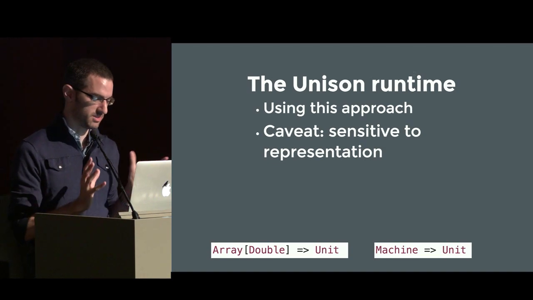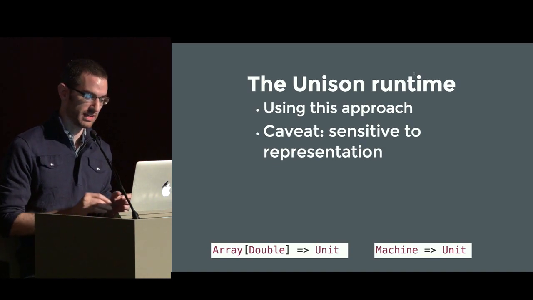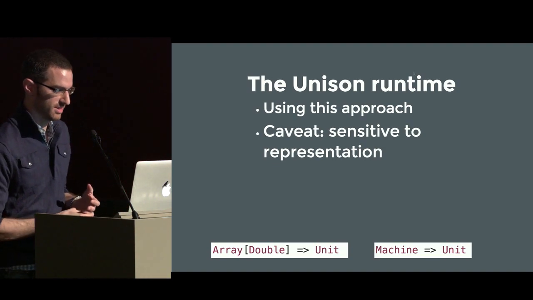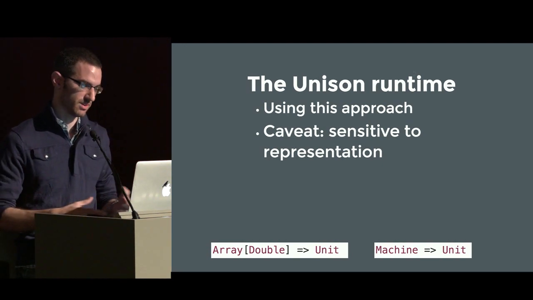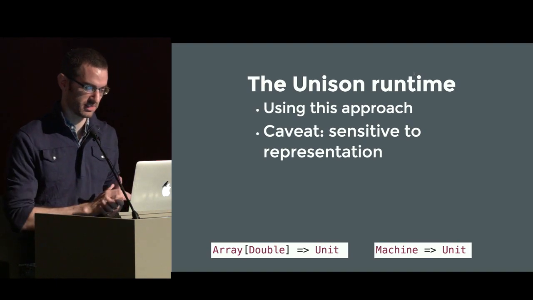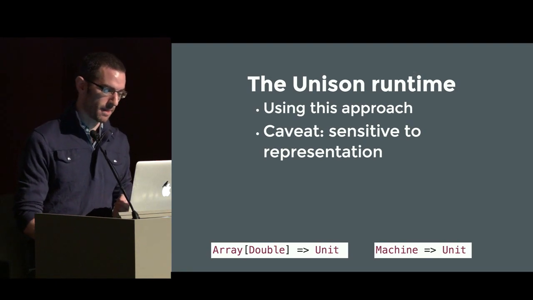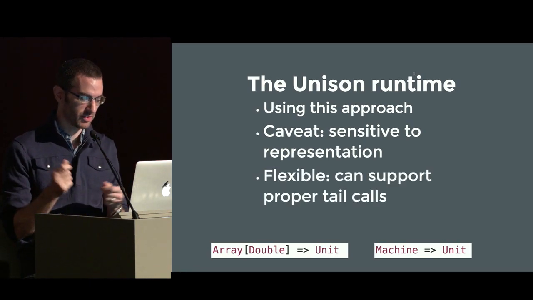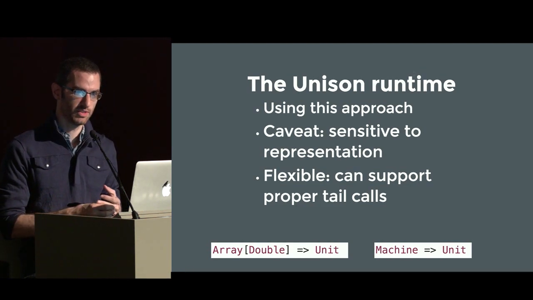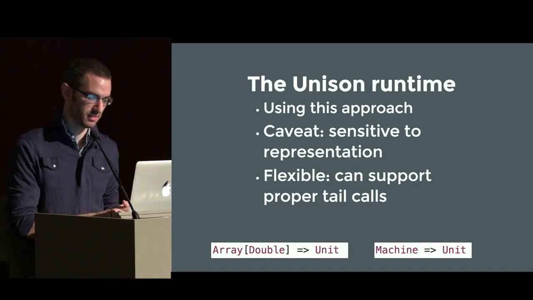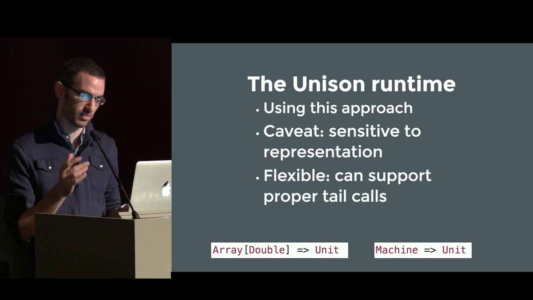But still, it's amazing that you can get such good results without any fancy frameworks or having to write your own JIT or generate x86 assembly or anything like that. And it's also very flexible. The Unison runtime can support proper tail calls, even though the JVM doesn't support that natively.